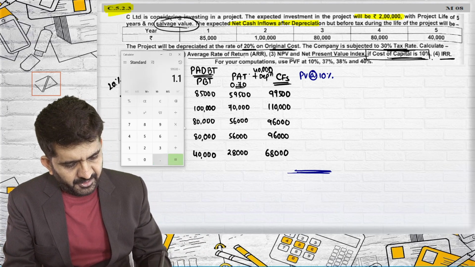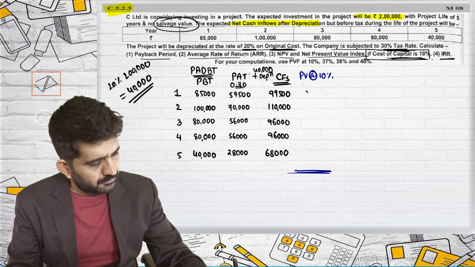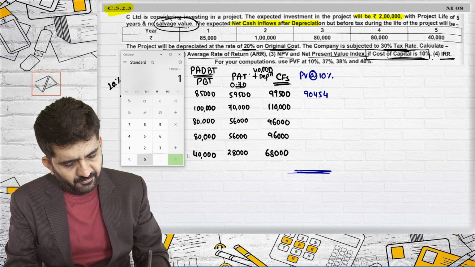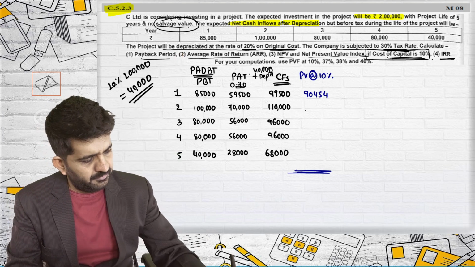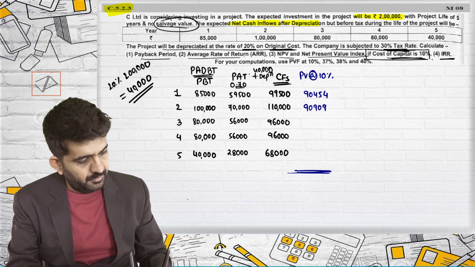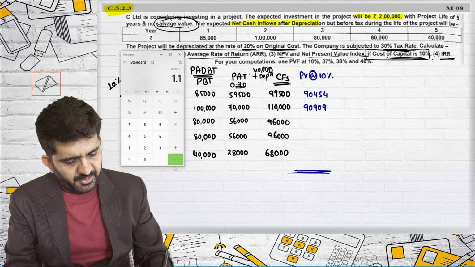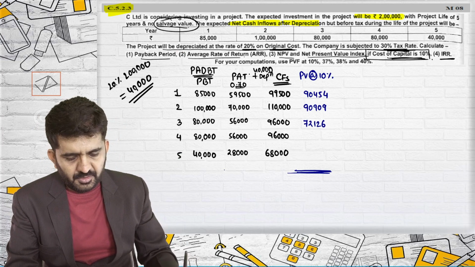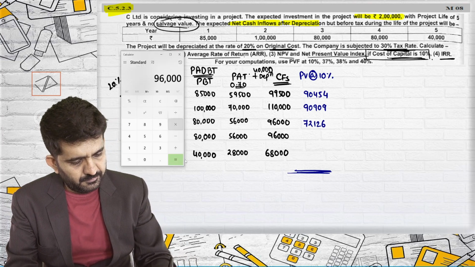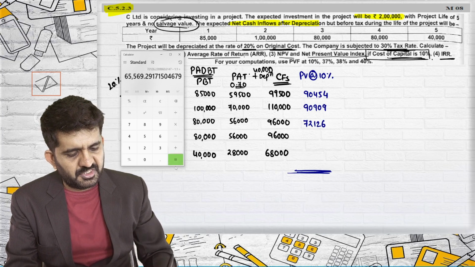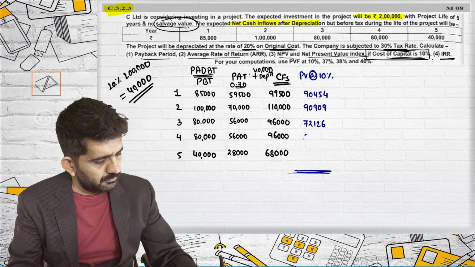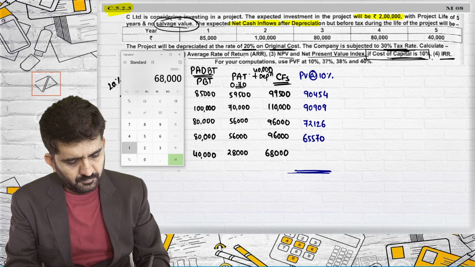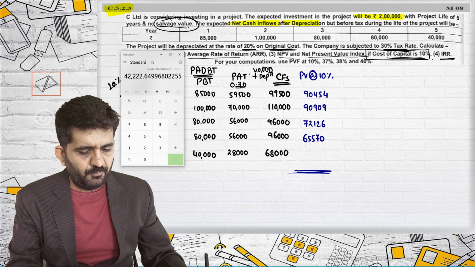99,500 divided by 1.1 is 90,454. 1,10,000 divided by 1.1 is equal to 90,909. 96,000 divided by 1.1 is equal to 72,126. 96,000 discounted 4 years, 1, 2, 3, 4: 65,570. 68,000 discounted 5 years, 1, 2, 3, 4, 5: 42,222.